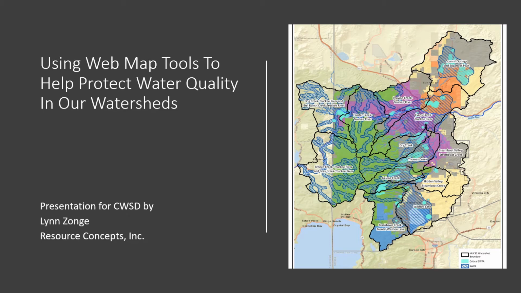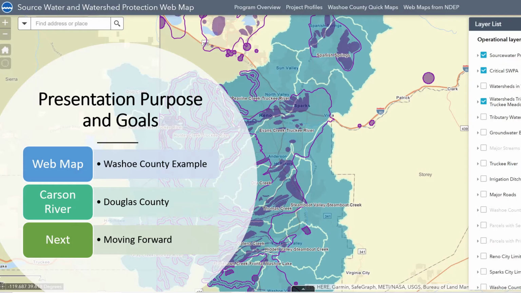Today I'm going to give a presentation regarding using web map tools to help protect water quality in our watershed. For this presentation, I'll be using a project in Washoe County, source water and watershed protection web map that we made for a recent project. Then we'll start to talk about the Carson River and some opportunities in Douglas County. Finally, we'll look at next steps.